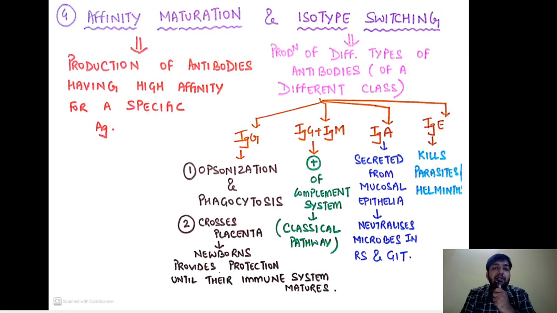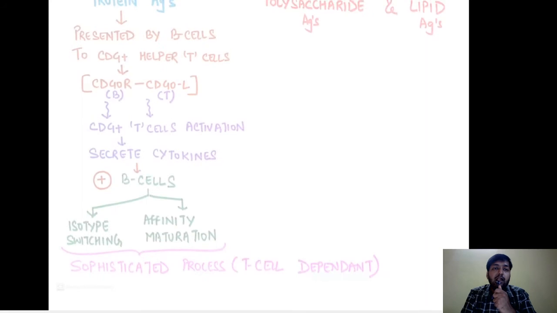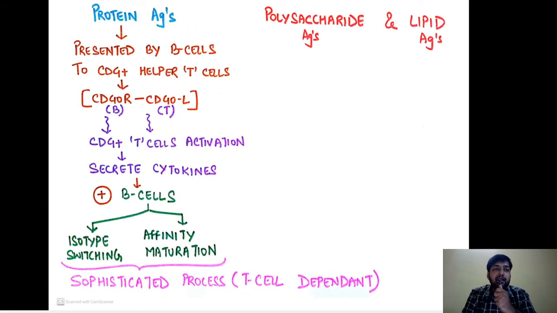Now, what is affinity maturation? In very simple terms, it means production of antibodies which have a very high affinity for a specific antigen. That is called affinity maturation. Now let us move a little bit ahead in this. For example, in our body we have protein antigens.